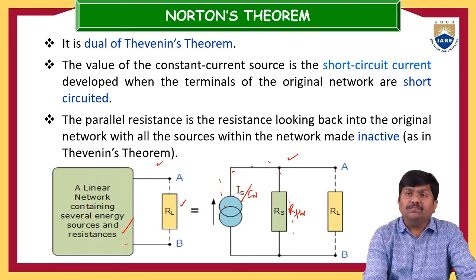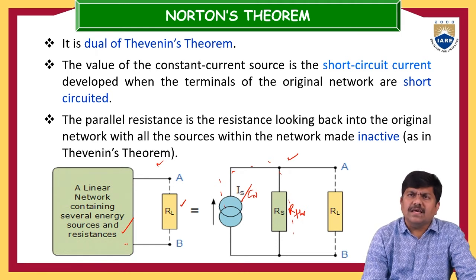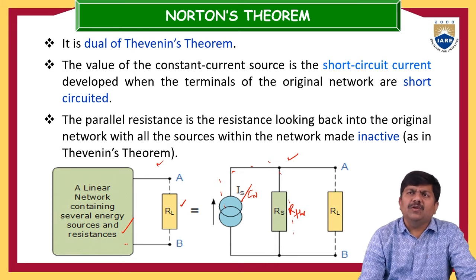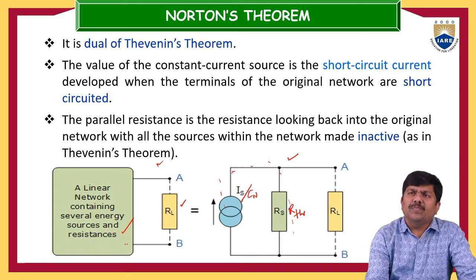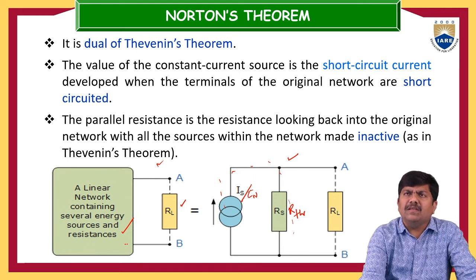So in Norton's theorem, a current source, that is the Norton's current source or short circuiting current source, should be connected in parallel to the Thevenin's equivalent resistance, and this combination is again connected across the load. This way of reducing any electrical network in order to find the current through a particular load or the voltage across the load terminals is nothing but Norton's theorem. In this particular way, we are going to utilize Norton's concepts.